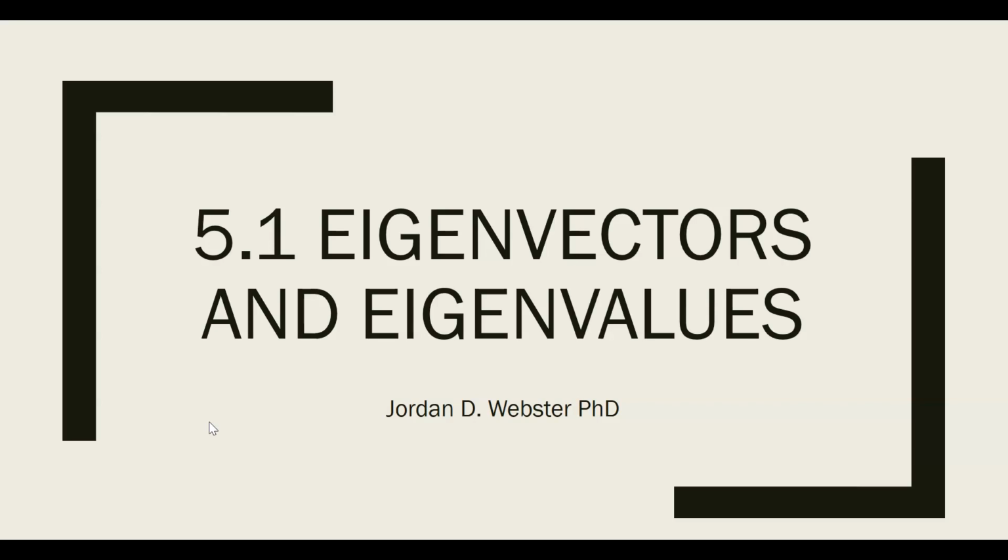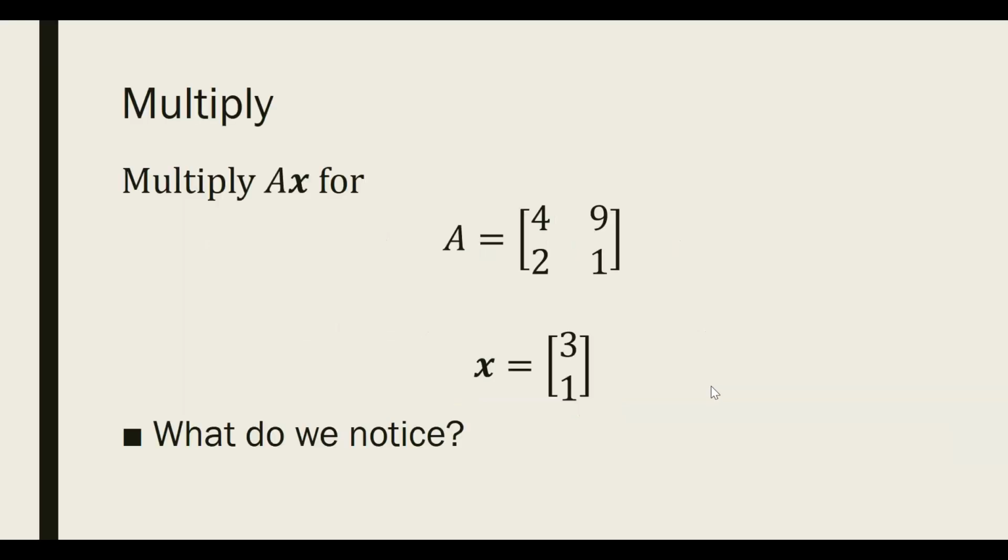Chapter 5 starts out with a section on eigenvectors and eigenvalues. And this is going to be the topic, the motivating topic, for all of Chapter 5. So what we're going to do is start just multiplying a matrix times a vector and seeing what we get out. Just push pause and multiply this matrix A times this vector X.